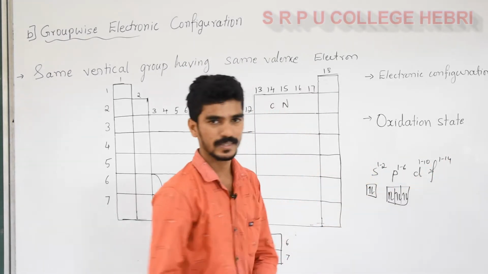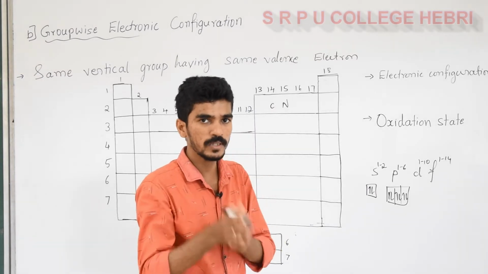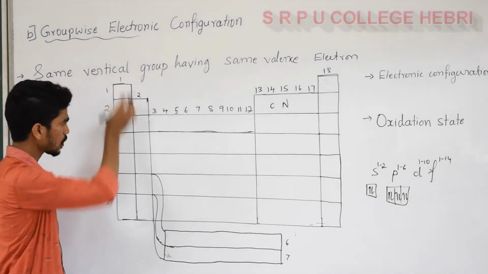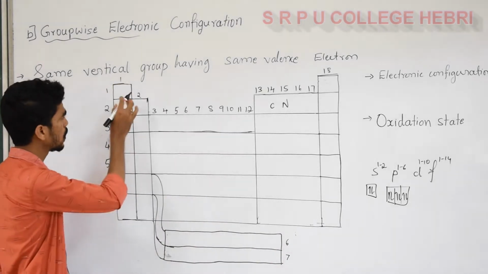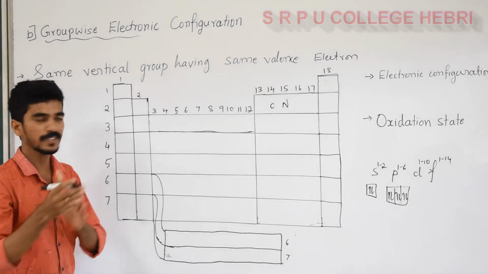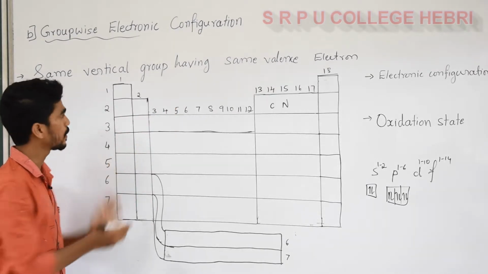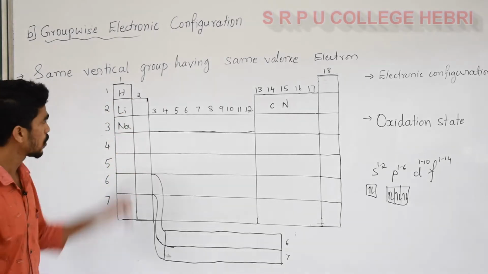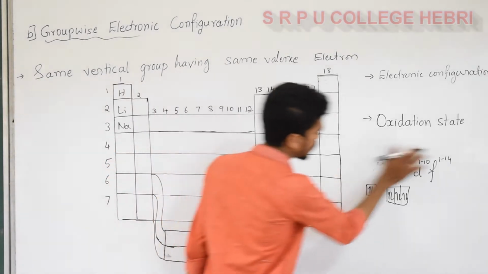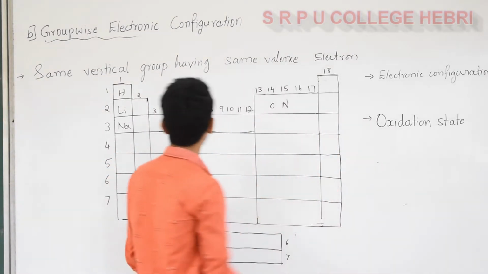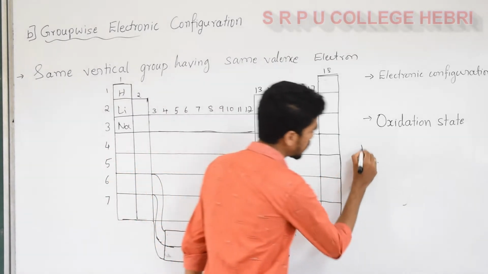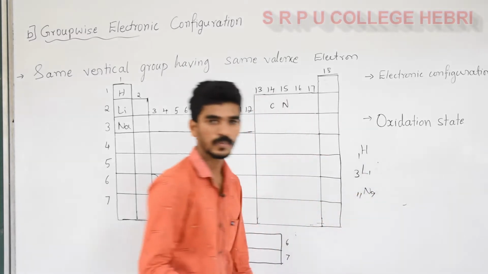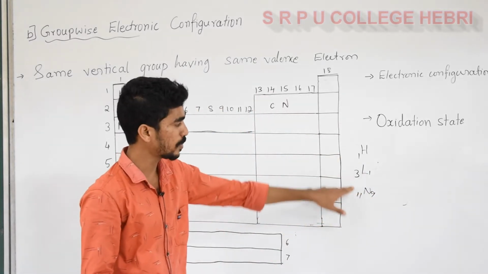Based on this, several elements are grouped in a particular way. I will take one example, the first group. The periodic table is classified into 18 groups and 7 periods. In the first group we have hydrogen, lithium, sodium. I'm going to write the electronic configuration of these: hydrogen is 1, lithium 3, sodium 11, the atomic numbers.